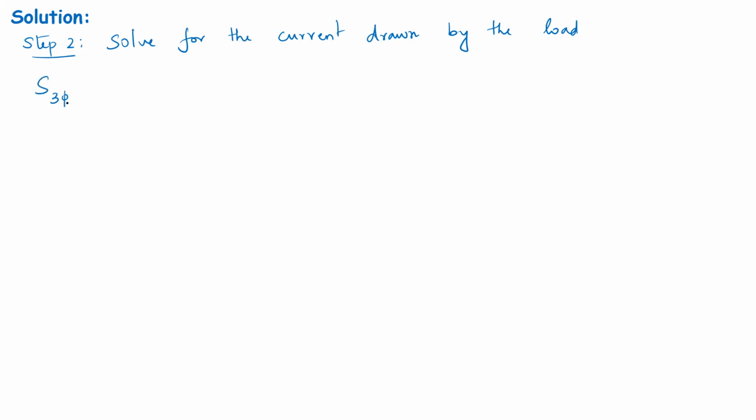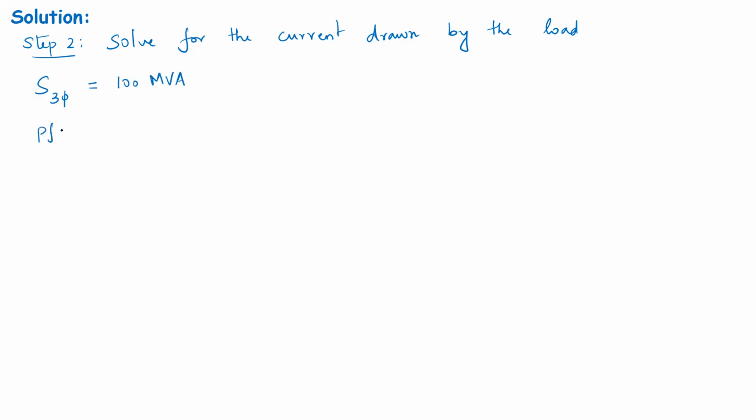As a next step, step 2, we always start from the load end. We will solve for the current consumed by the load. It is given that the load is consuming an apparent power, very important, so S three phase at the load end is equal to 100 MVA. This is the apparent power.